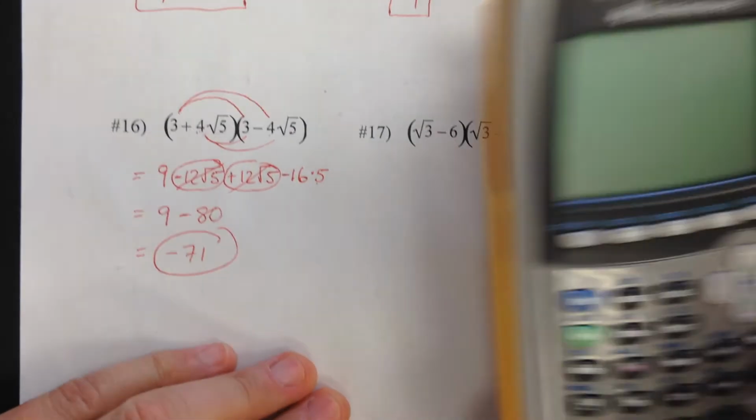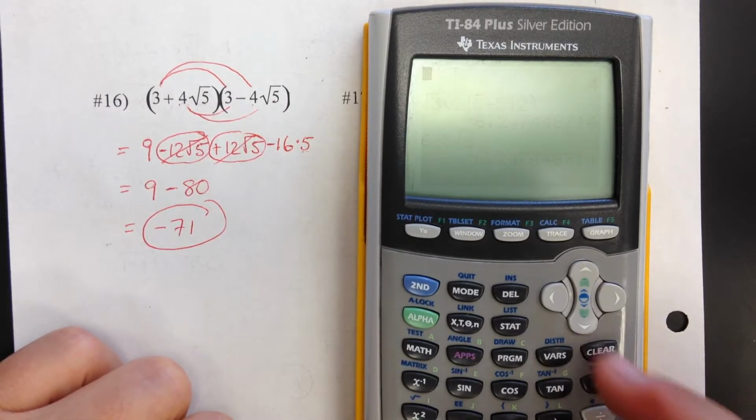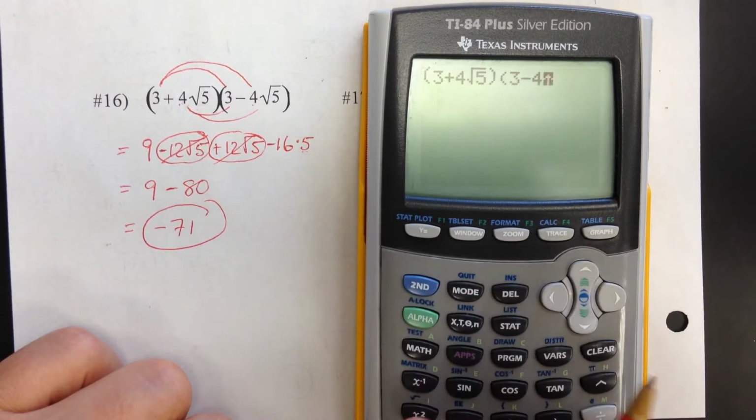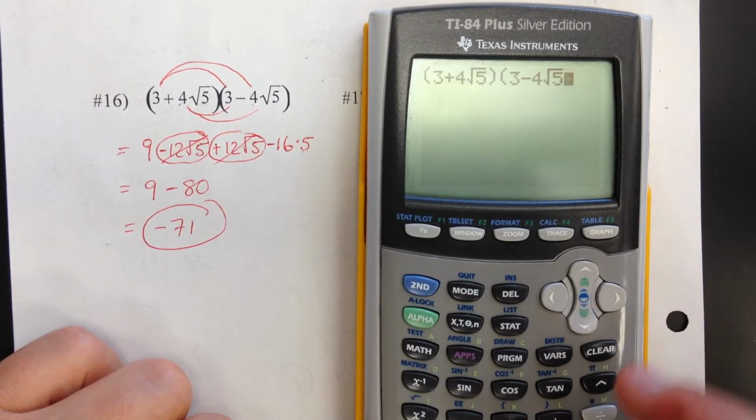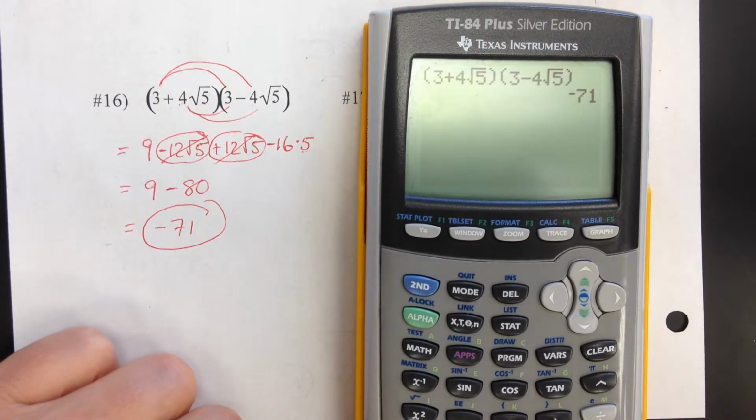That's it. Again, if you want, you could check. If I take the first parentheses, 3 plus 4 square root 5, close parentheses, and then times 3 minus 4 square root 5, close parentheses, negative 71. Bam, there's your answer right there. Everything's good.